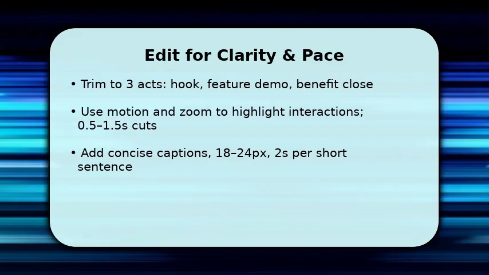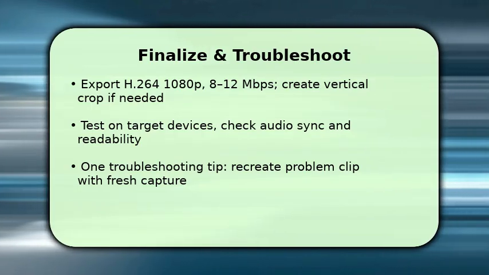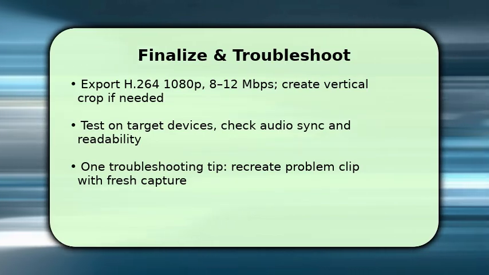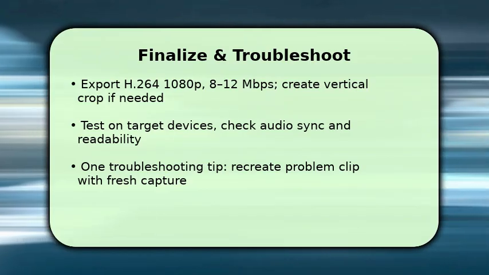You finish by exporting clean masters and platform-specific variants, horizontal 1080p H.264, and a vertical crop if you need social placements. Then, test on several devices to confirm audio sync, caption legibility, and visual contrast. Adjust levels or font sizes as needed. If a clip glitches or stutters, don't chase complex fixes. Recreate that short capture with the same steps and replace it. This often solves timing.